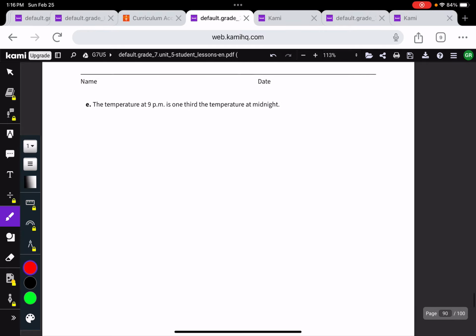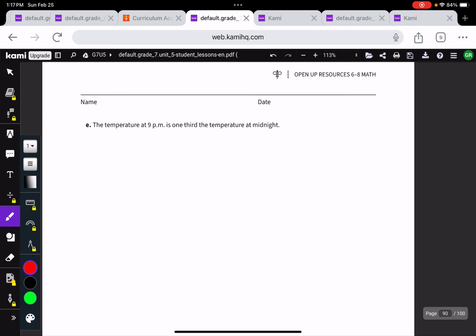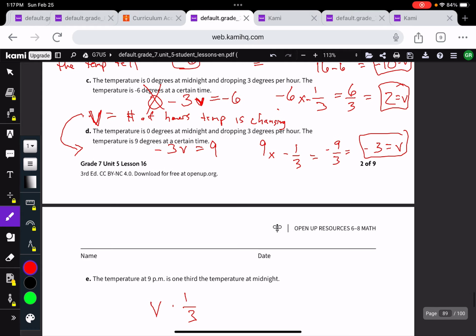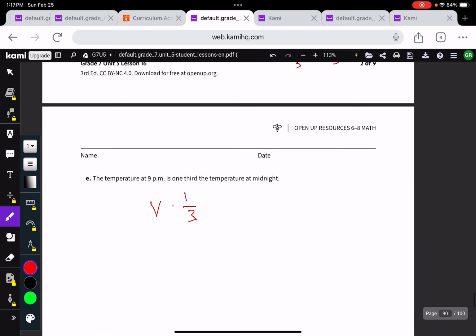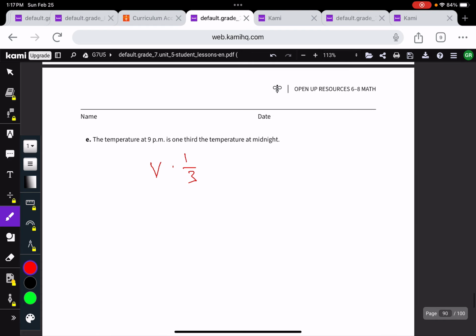Moving right along. The temperature at 9 p.m. is 1/3 the temperature at midnight. Are we supposed to use the temperature at 9 p.m. is 1/3 the temperature at midnight? In other words, you can clearly see it. There's 9 p.m. and midnight here.